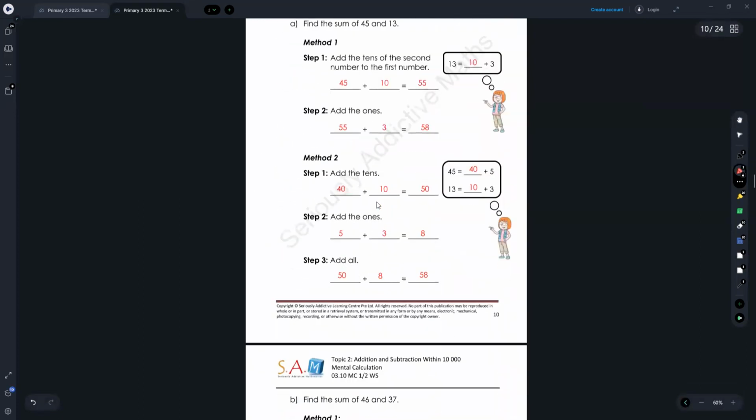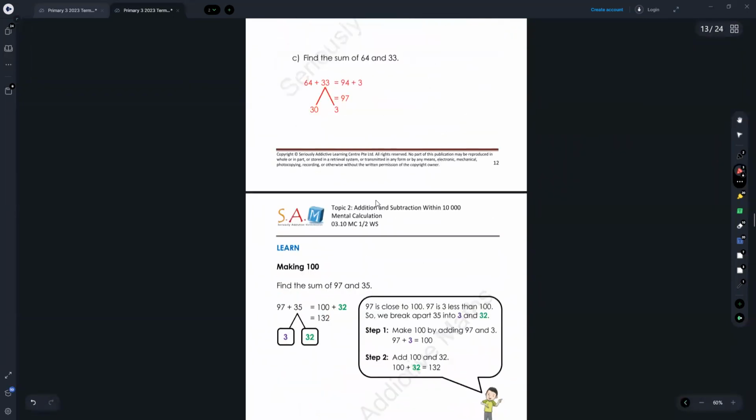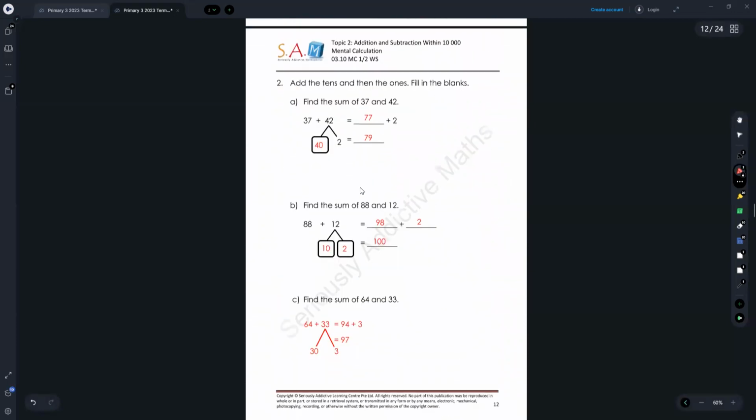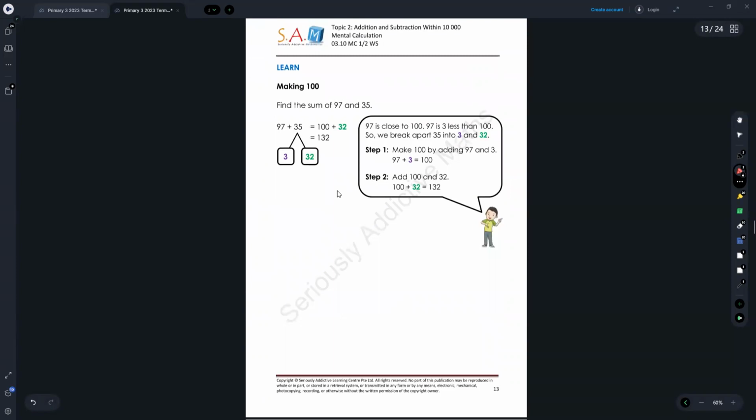So for this kind of work, since it's mental sum, what I would like you to do is please skip 11 and get them to do 2 instead. So that you know how to break up the numbers. The idea here is 42 split up into 40 and 2. So 37 plus 40 is 77, plus 2. And then method 2 is to split up numbers. Oh, sorry, this is still the same method. And then you have making hundreds as well.